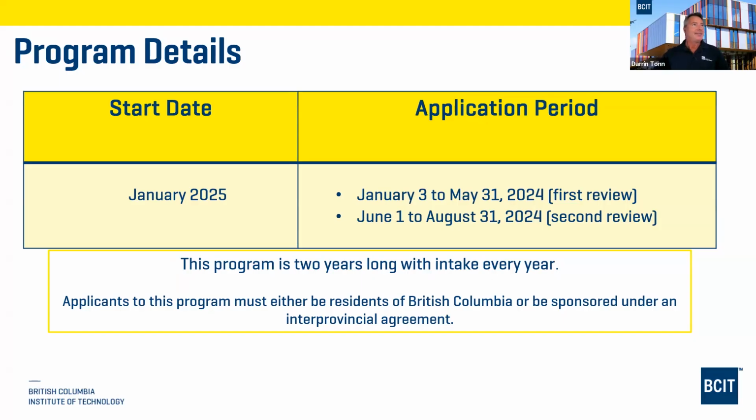As you can see, the start date for the program is in January, like Christy mentioned. So the next start date would be January 2025. The application period starts in January 2024 and goes to the end of May, and that'll be the first review. Then from June 1st to August 31st, 2024, there'll be the second review. The program is 2 years long with an intake every year. Applicants to this program must either be BC residents or be sponsored under an interprovincial agreement.